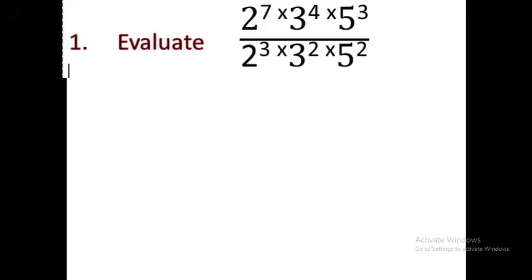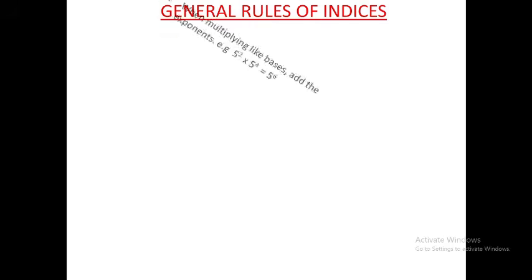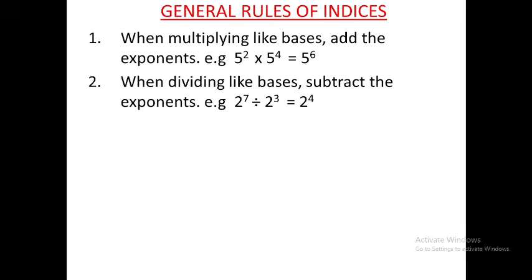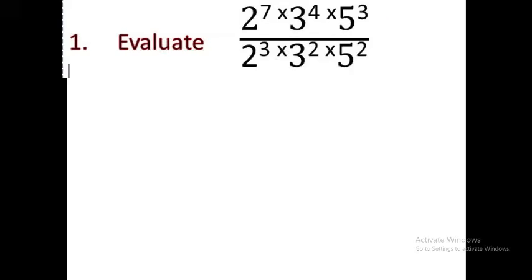The alternative method, of course, the question is repeated. Now, like we discussed earlier with the rule, let's look at the rule. The first rule, when multiplying like bases, add the exponents. Here, when we look at what is there, we are not multiplying, but we are dividing. So it means the second rule will apply to that. When dividing like bases, subtract the exponent.